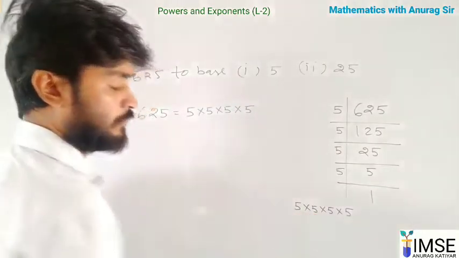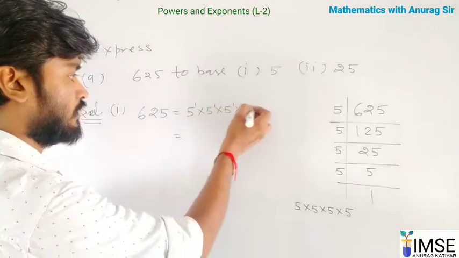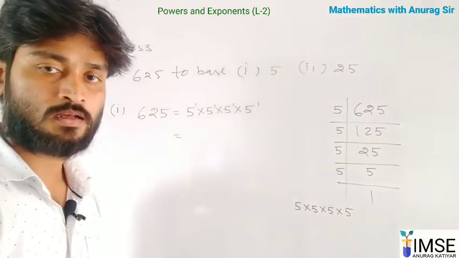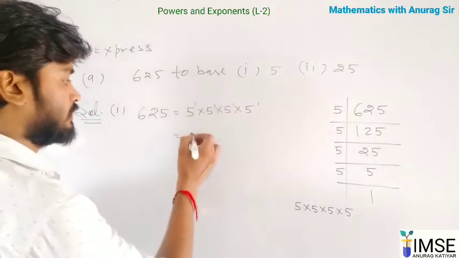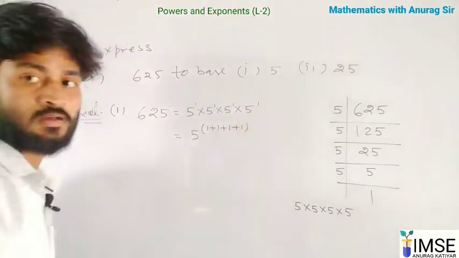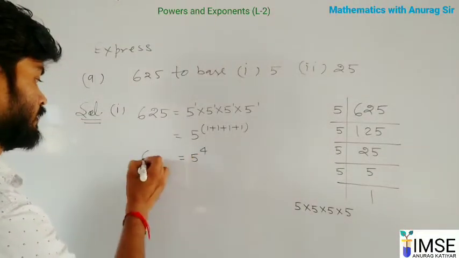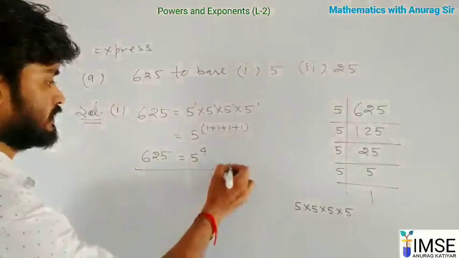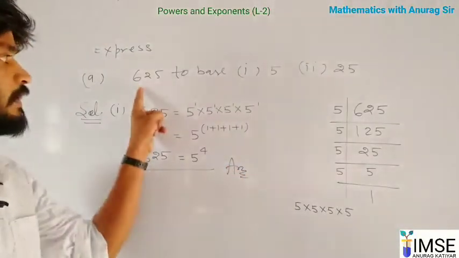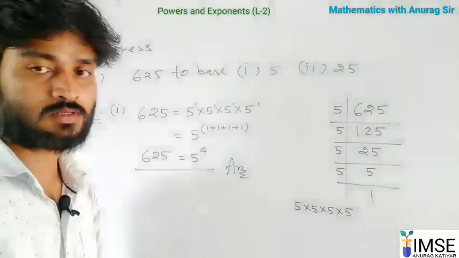This is 4 times 5, so we add all the exponents because here each exponent is 1. So we add all exponents of 5: 1 plus 1 plus 1 plus 1, so we have 5 raised to the power 4. We represent this 625 in base 5. So this is our first solution of the question.